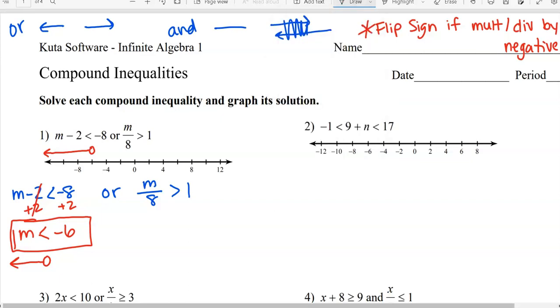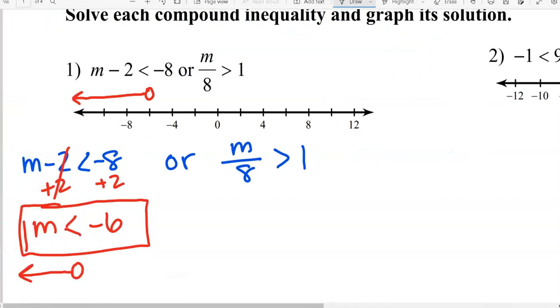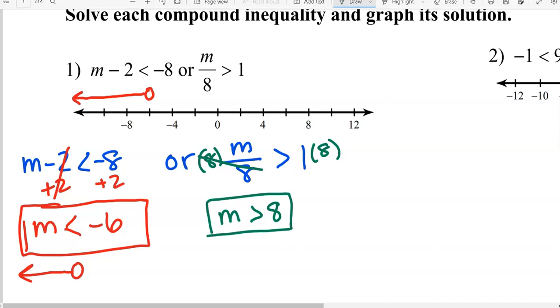All right, my other side, we have m divided by 8 is greater than 1. So if m is being divided by 8, how are we going to move the 8 over? By multiplying. Good. So we've moved it away. It's gone. M is left by itself. Now I multiplied. Did I multiply by a negative number? No. So my sign stays the same. 1 times 8 is 8. Here's our other piece. Greater than is going to give me an open circle, and my arrow is pointing this direction. So here is 8 going up. Yeah, this is or.